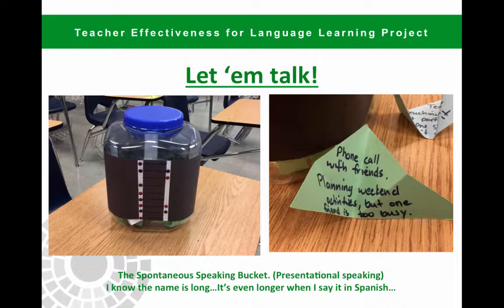There are different cards in there, and of course they vary according to the level that you're teaching. But the kids really enjoy it. It causes them to be ready, right? Because we never know when the spontaneous speaking bucket is going to come out. So it causes them to be ready and able to speak spontaneously.